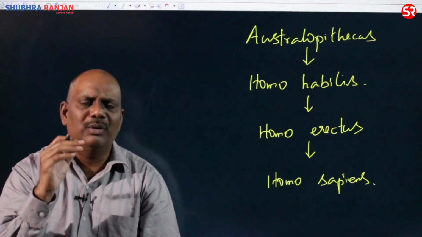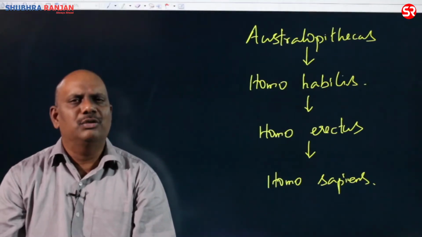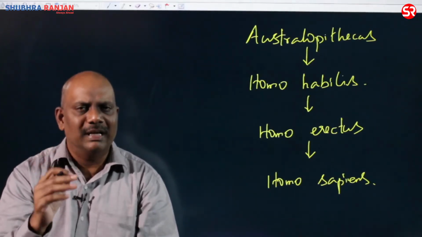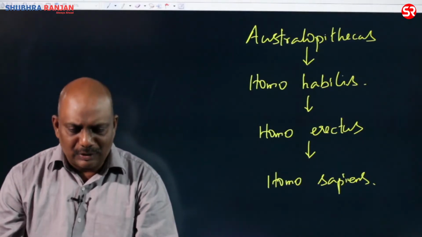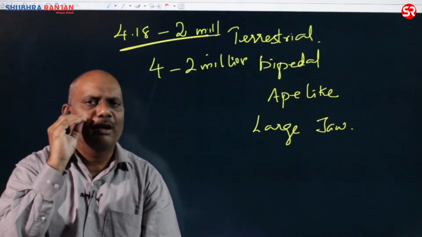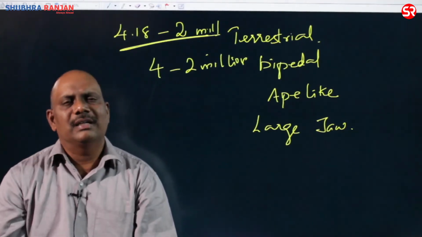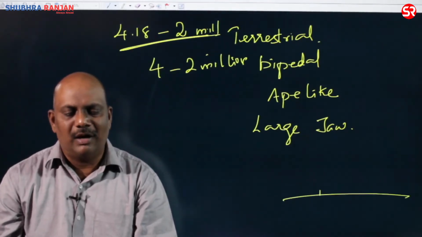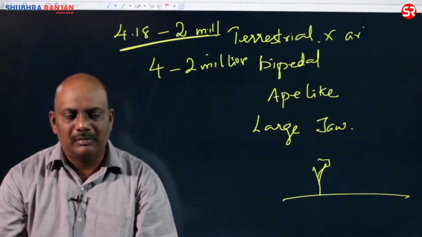Australopithecus, right, truly they were human ancestors. There are a number of anatomical evidences to suggest that Australopithecus were in the line of human evolution. So as I told you, Australopithecus roughly lived between 4 to 2 million years ago. They were terrestrial. Terrestrial means they live on the earth's surface. The opposite of terrestrial is arboreal.